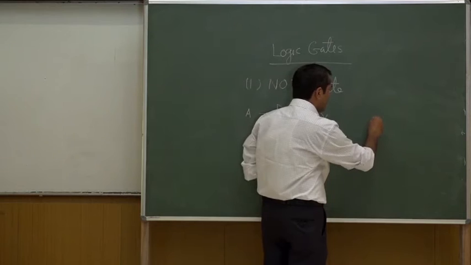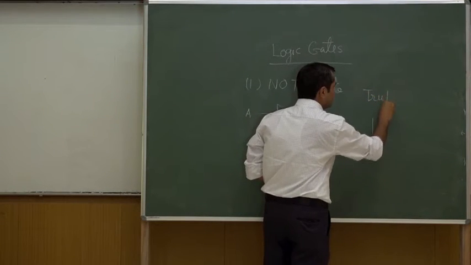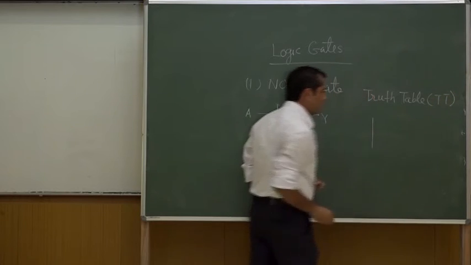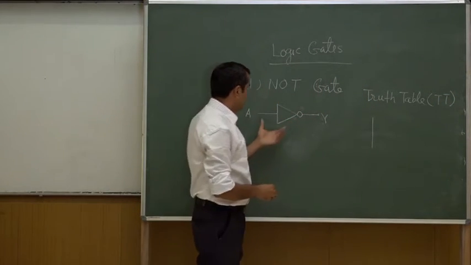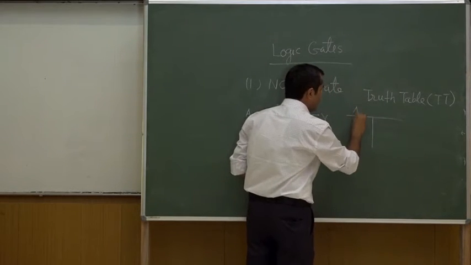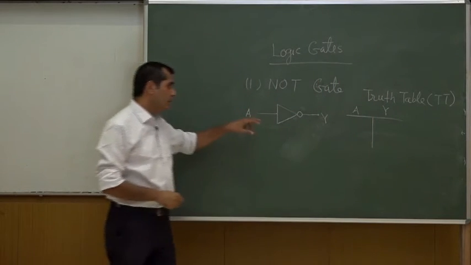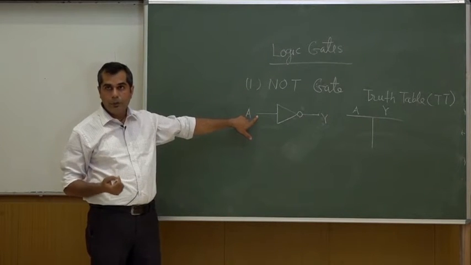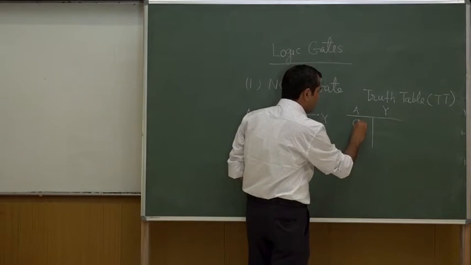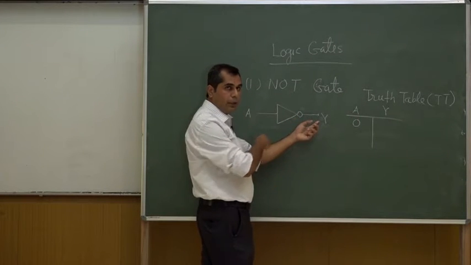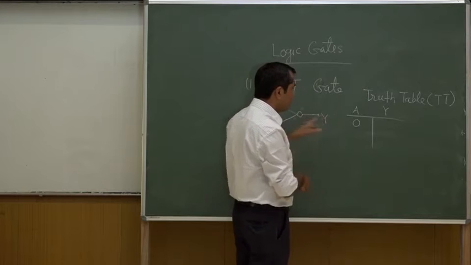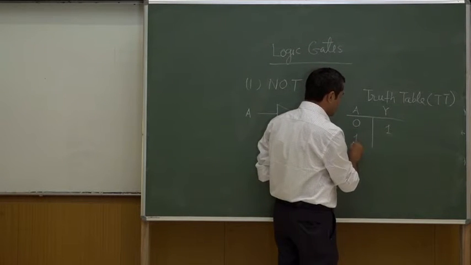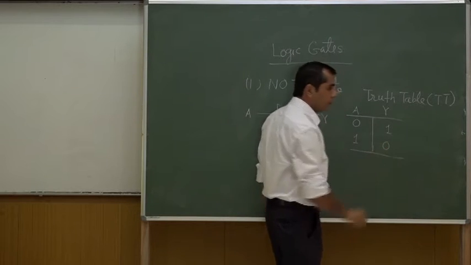So, let me write the truth table, in short TT, for this. If the input is A and the output is Y, since there is one input, there are 2 possibilities for this input: either 0 or 1. If the input is 0, this inverter simply inverts that input. The flip of the given input appears at the output terminal. So, for the 0 input we will get 1, and similarly, if the input is 1, we will find 0 as the output.